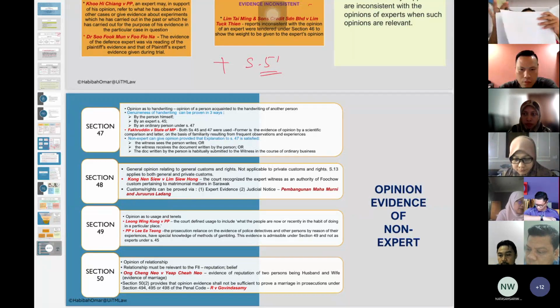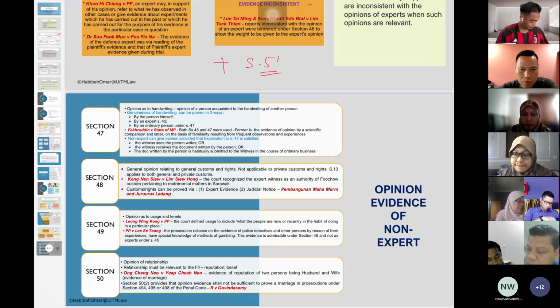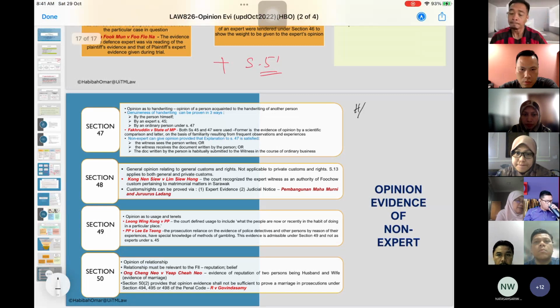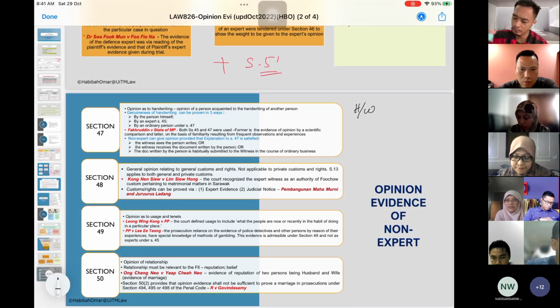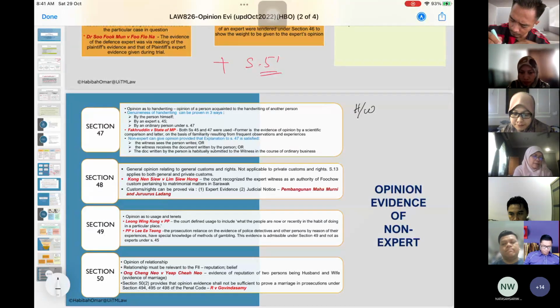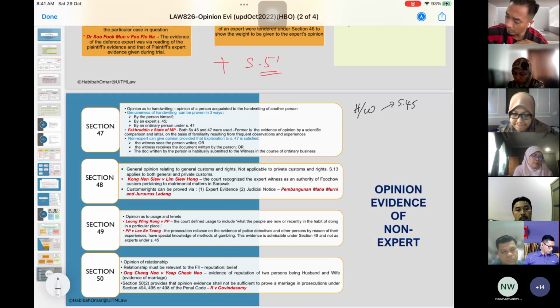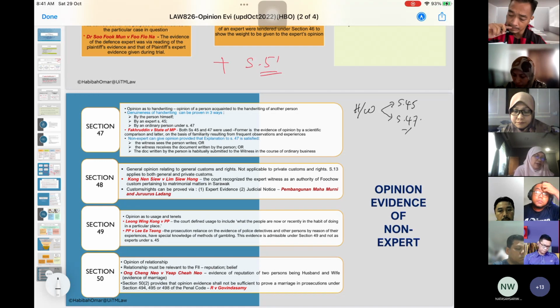So section 47 refer to non-expert opinion, di mana we talk about handwriting punya evidence. So when we talk about handwriting punya evidence, so kita kata kalau ada handwriting, okay, to determine whether the handwriting is actually genuine or not, kita boleh bawa pakar di bawah section 45, right? Iaitu kita bawa pakar ataupun kita bawa di bawah section 47. Dan jika kita bawa evidence dia di bawah section 47, dia adalah non-expert.